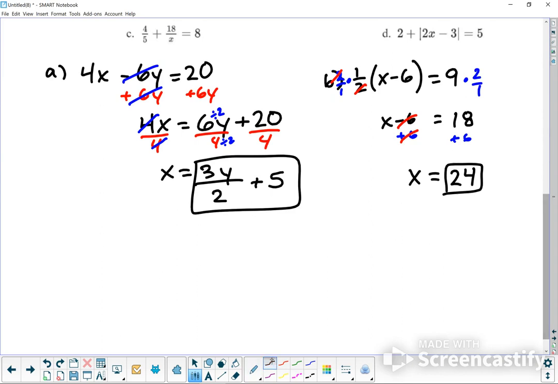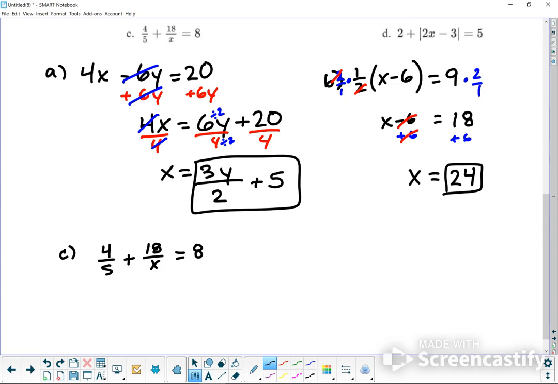Okay, C, 4/5 plus 18 over x equals 8. Again, it looks like it only has one variable, the x, so that means I can actually solve for it and find out exactly what it is. Unlike letter A, which has a y, and I couldn't really solve for the whole answer. I couldn't get answers in terms of y.